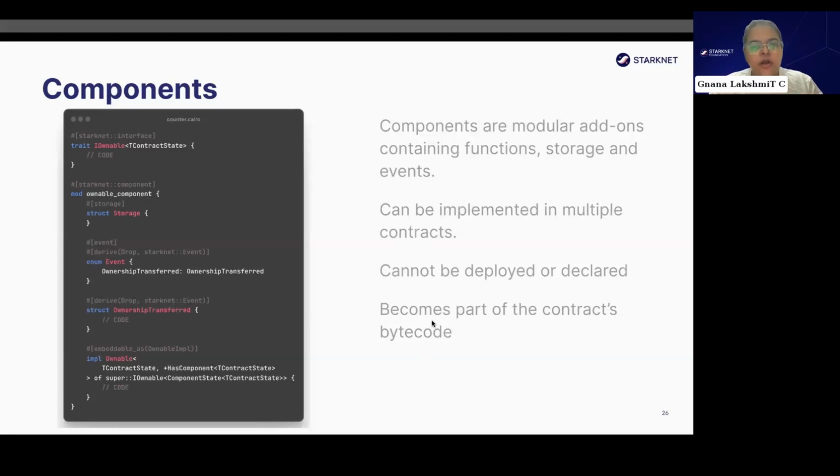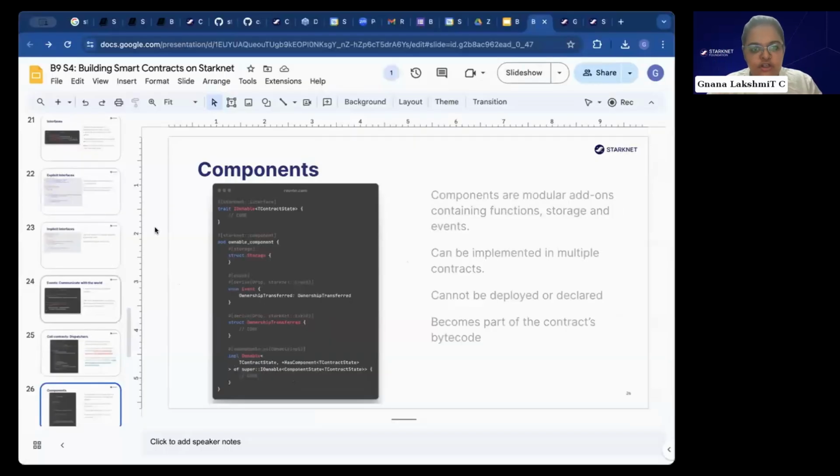Components become part of the contract's bytecode. So you basically use the components within your contract, and they become part of your bytecode. So you can publish components, right? And it can be implemented in multiple contracts. So this is a good example, but it doesn't show how to use the component.